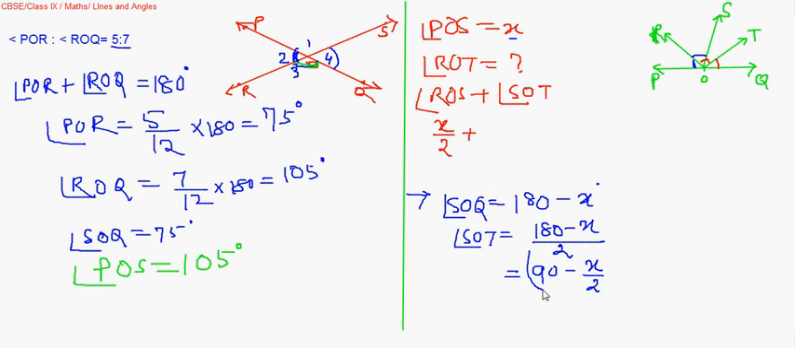So we will be substituting here in terms of SOT. I'll write 90 minus X by 2. Now X by 2 gets cancelled. We are left with 90 degrees. So ROT, this whole angle we were supposed to calculate, is equal to 90 degrees. Let's take more questions.